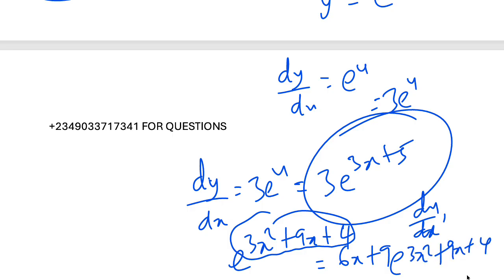I'm just trying to open your mind to how you can apply the chain rule to different functions. This also applies to trig. We're also going to be looking at it in trig functions. So very important too, right? Very, very important to take note of.